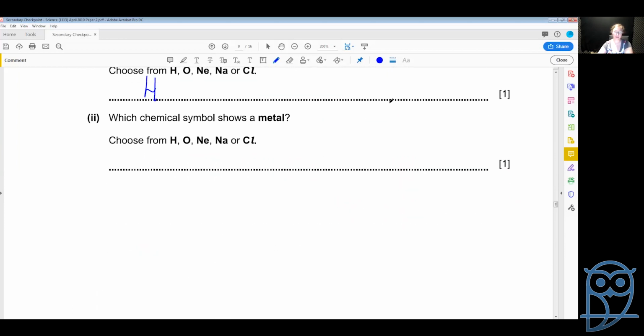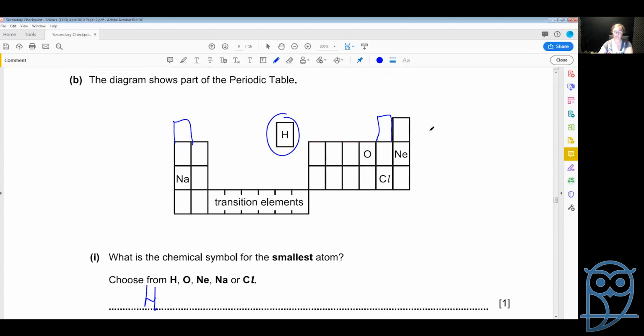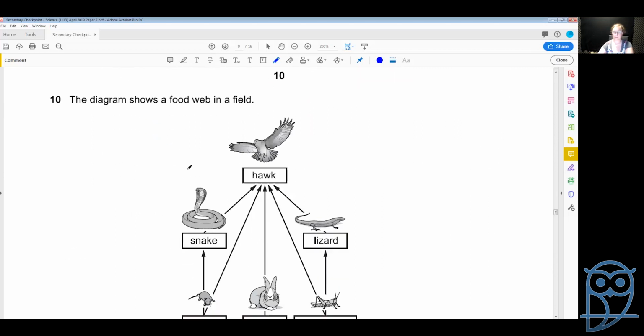So which chemical symbol shows a metal? Okay, so this is testing whether you know the shape of the periodic table. You should know that non-metals are generally on this side and metals are generally on this side. So that tells us that our metal over here is sodium, or Na.